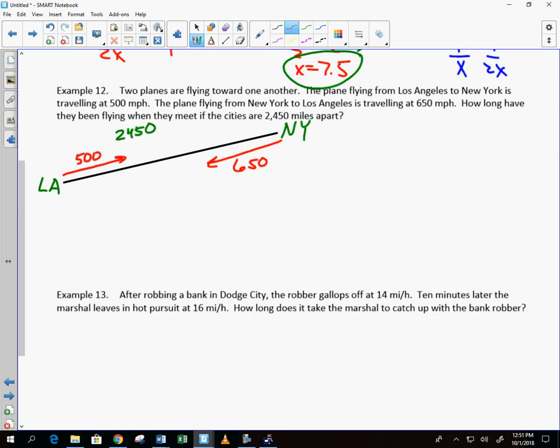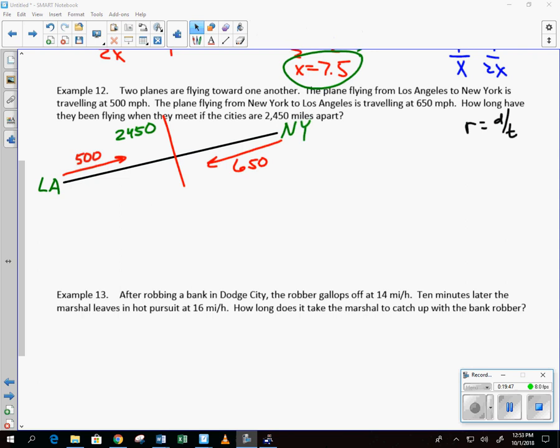It says, how long have they been flying when they meet? Would you agree that this is a rate is equal to distance divided by time problem? I mean, you've got rates and distances and stuff. I'm going to need a volunteer in order to work this out. Somebody want to volunteer? I need somebody.